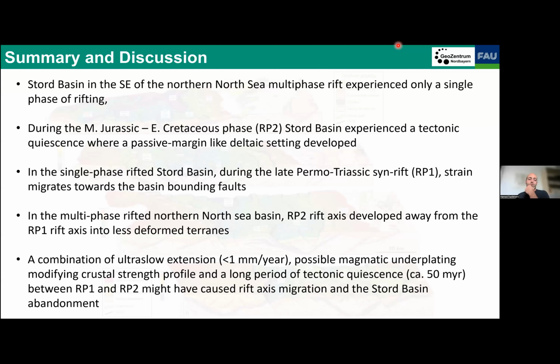So there is a limitation of the calculation. When we calculate this amount of extension by summing up the heaves, there is the amount of subseismic deformation that is not recorded by the fault heave, especially when working with seismic data. So we might be underestimating the amount of extension by, I don't know, 30 to 40%. So that is also an important factor to keep in mind.